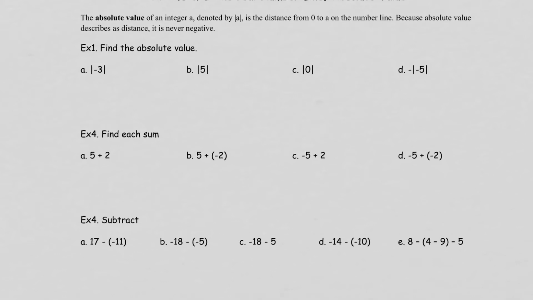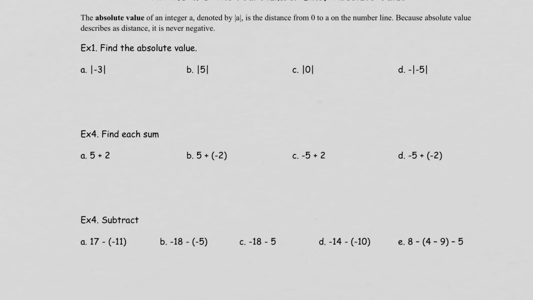Today we're going to talk about absolute value and real numbers. The definition of absolute value is the distance from 0 to the number given. So for example, if you have the absolute value of -3, this means find the distance from 0 to -3. That's what it means by absolute value.